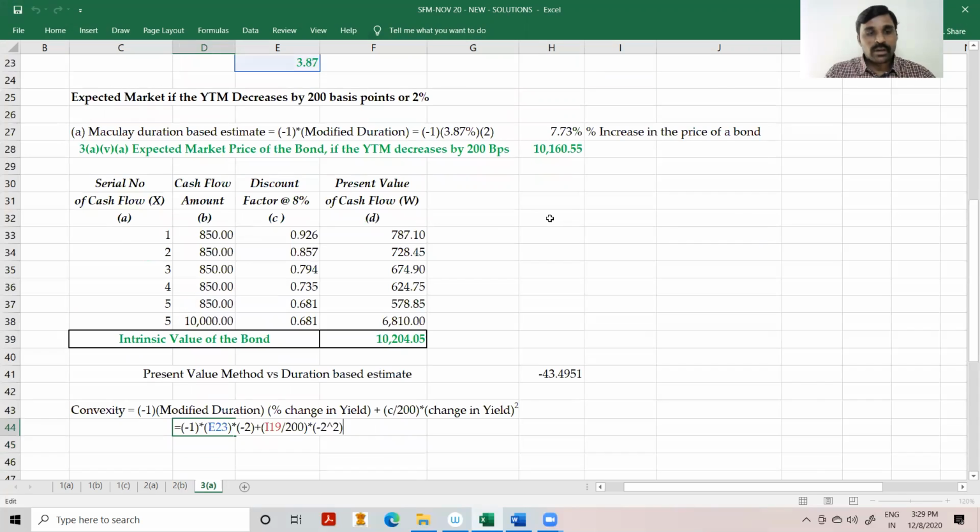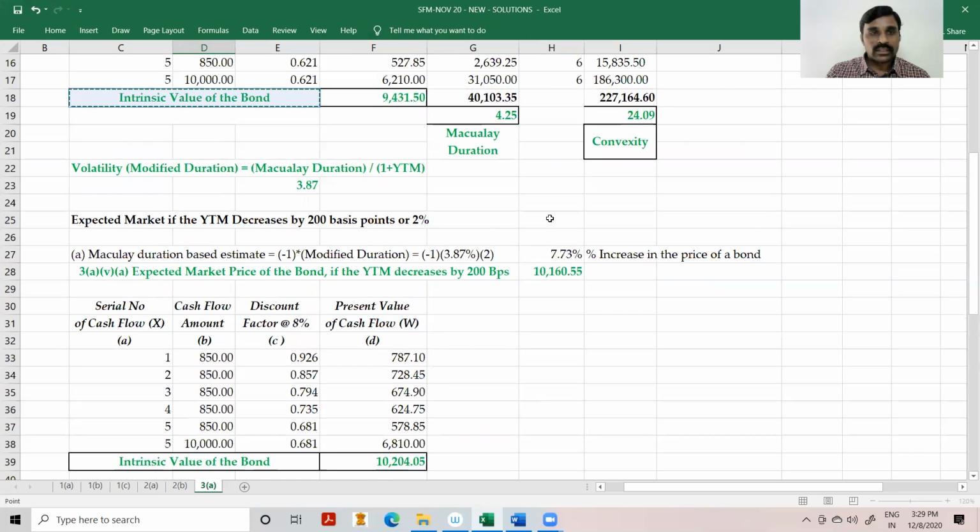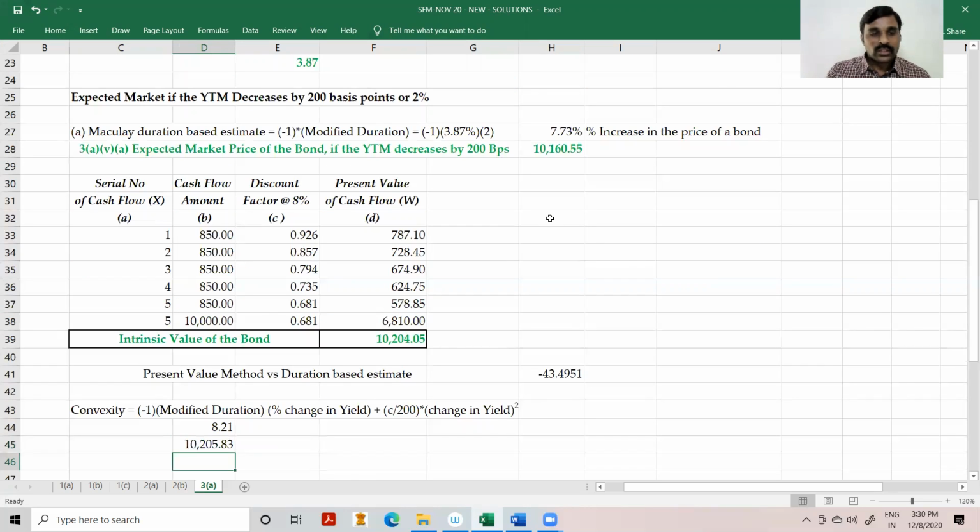Look at this point: minus 1 into modified duration into percentage change in the yield, that is one thing. And next, convexity divided by 200 into percentage change in yield whole square. So therefore, I'll get 8.21%. If I calculate the present value, 90 into 1.0821, the convexity measure is 10,205. This is the convexity estimate.